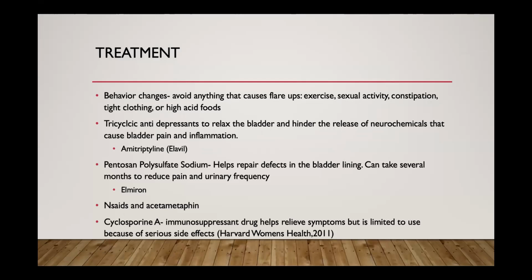They could be put on tricyclic antidepressants to relax the bladder and hinder the release of neurochemicals that cause bladder pain and inflammation, and Elavil is one of those. Pentosan polysulfate sodium helps repair defects in the bladder lining, but this can take several months to reduce pain and urinary frequency. They would also take NSAIDs and acetaminophen because that would help with the inflammation.